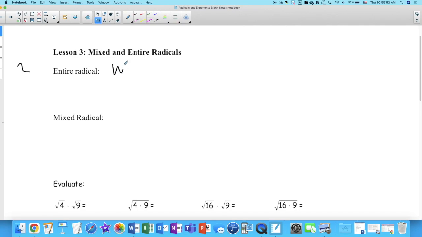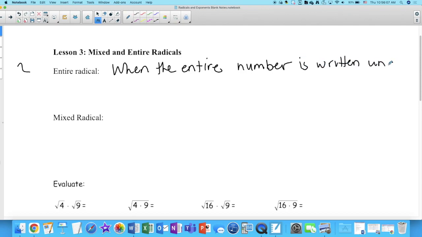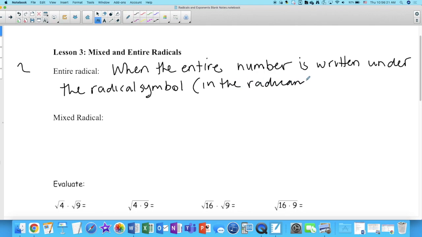It is when the entire number is written under the radical symbol. So that would be in the radicand. Okay, so for example, something like the cube root of 24. That's an entire radical.